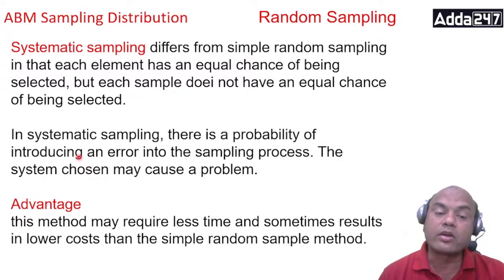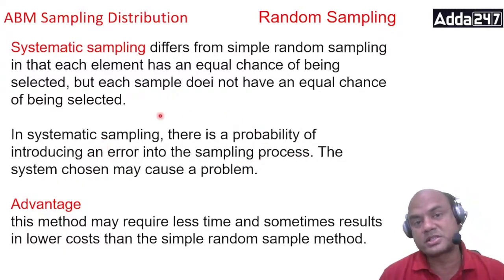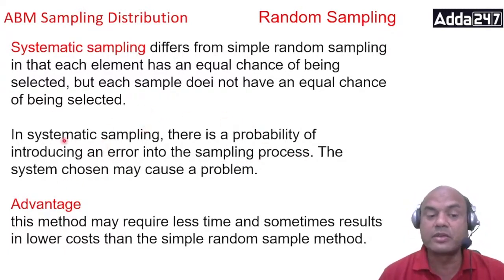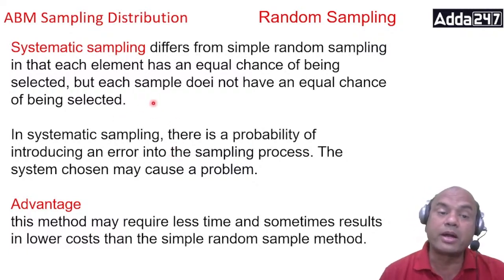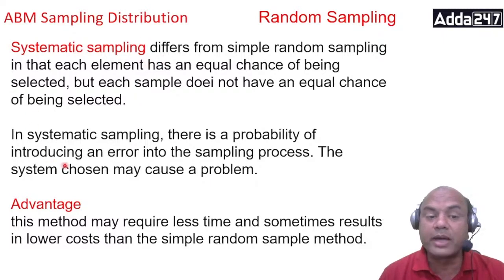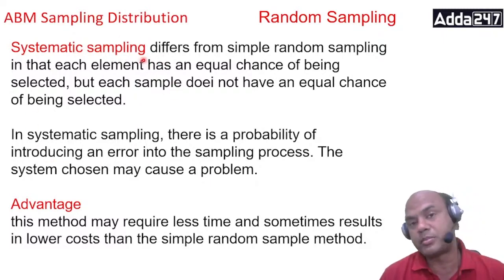Now, these are all the "complete the following" or "match the following" questions. They'll give you systematic sampling, and on the other side they'll give you the probability of introducing an error. This is an important part of systematic sampling. Remember this for the match the following or theoretical part.